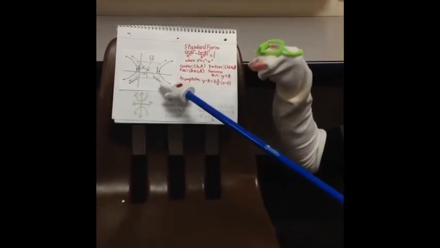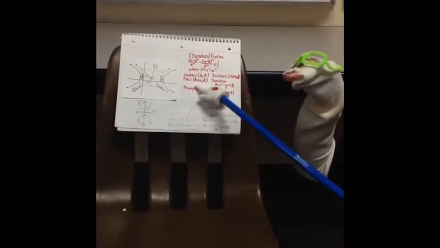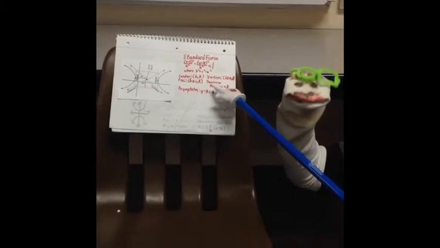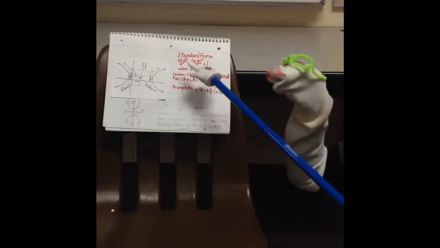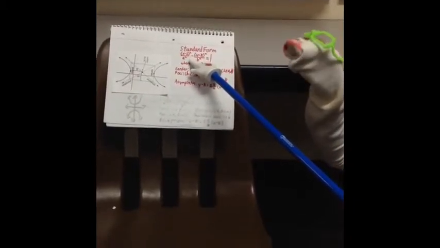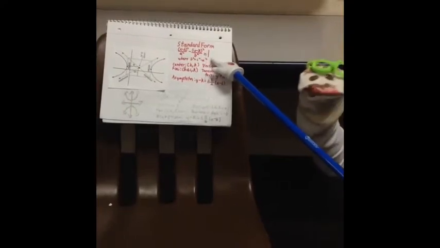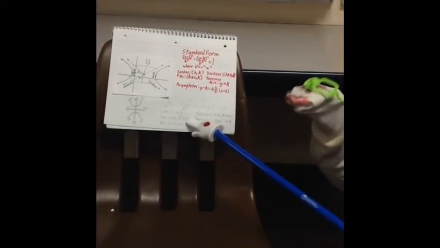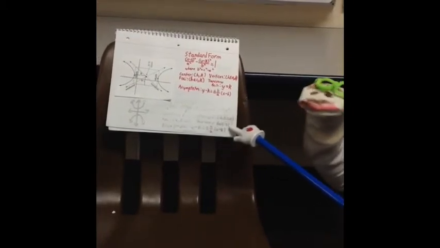For a horizontal hyperbola, the main parts are the center h, k, the foci h plus or minus c, k, the vertices h plus or minus a, k, and the transverse axis y equals k. The standard form for this is x minus h squared over a squared minus y minus k squared over b squared equals 1. For a hyperbola opening vertically, the main parts are the center h, k, the foci h, k plus or minus c, the vertices h, k plus or minus a, and the transverse axis x equals h.